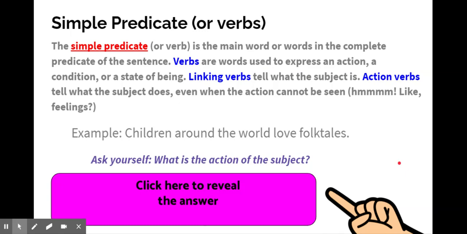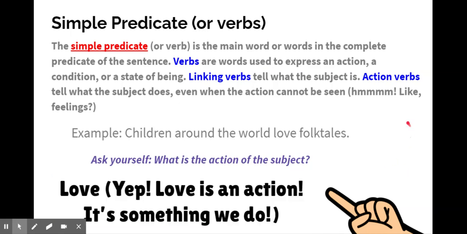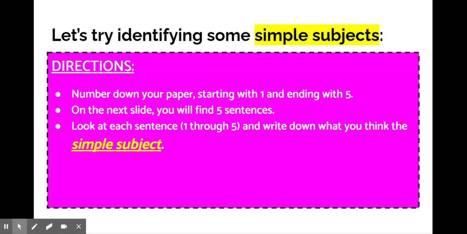Example, children around the world love folk tales. Ask yourself, what is the action of the subject? The subject is children? Folk tales? What are we talking about? We're talking about children who love something. So what's the action? I gave you a little hint. It's love. Yep, love's an action. It's something we do. You can't see it. It's a feeling, right?